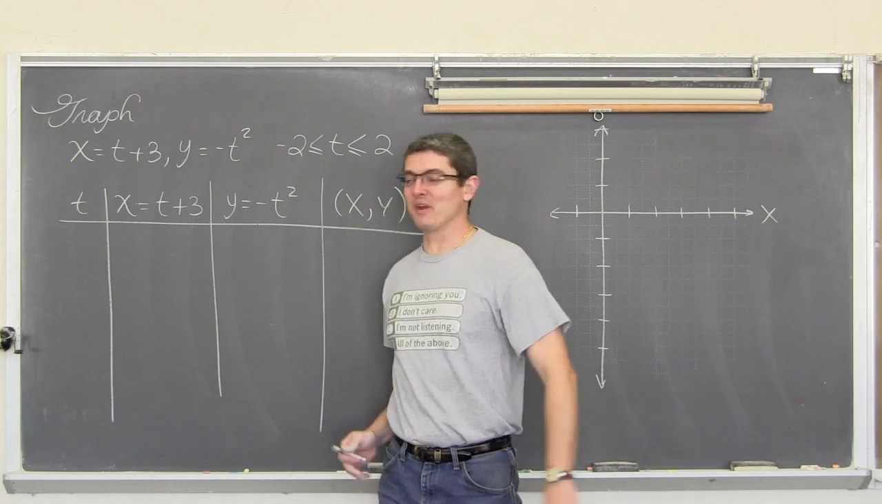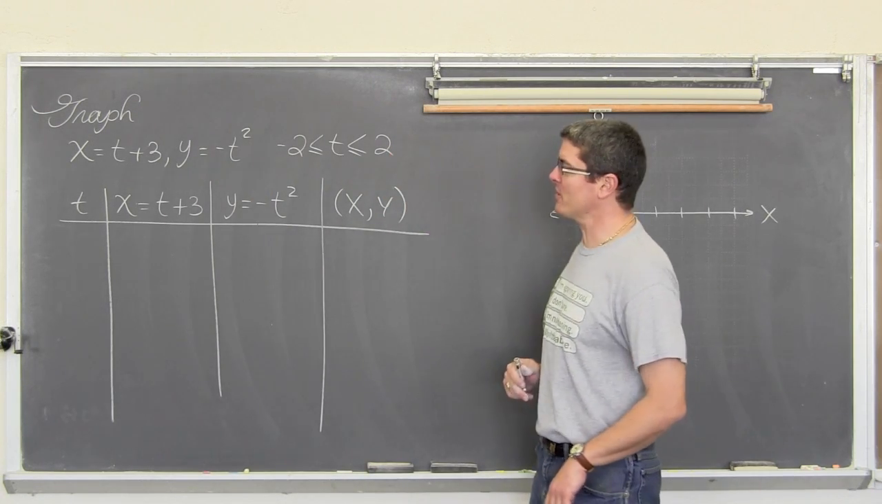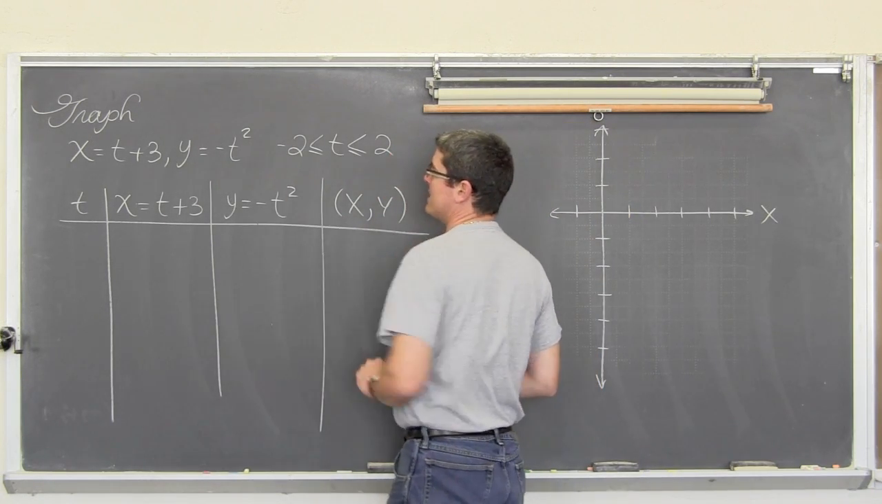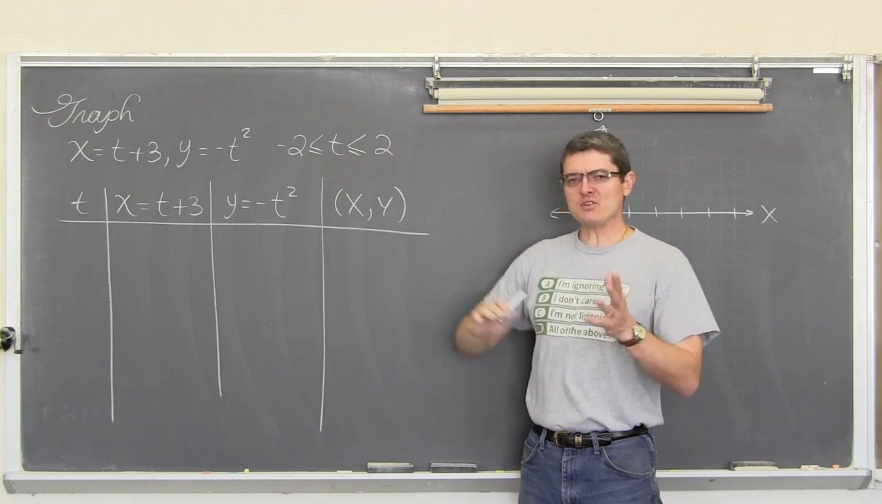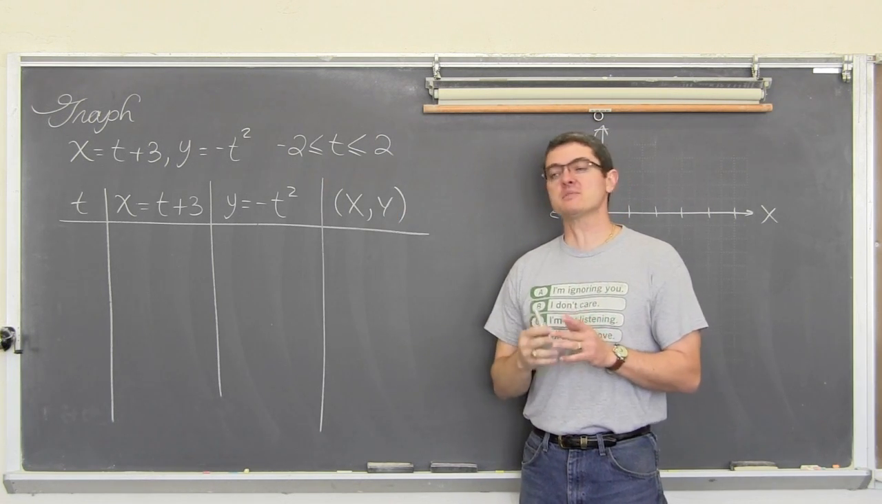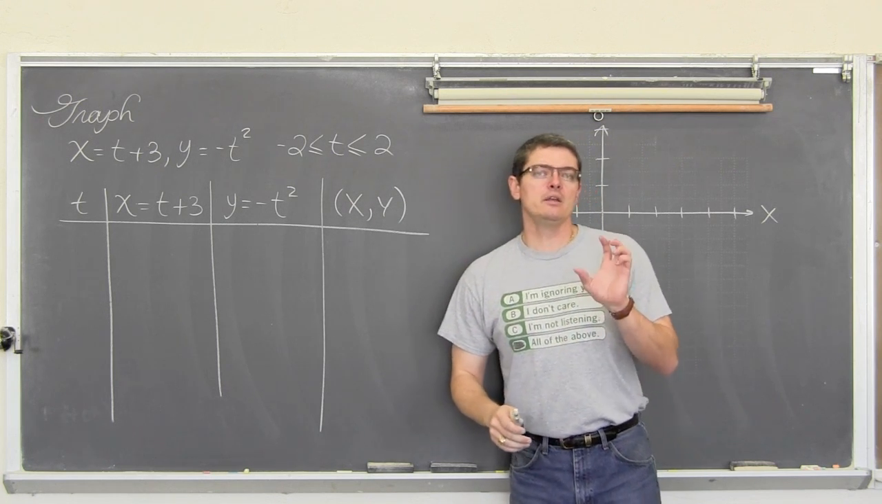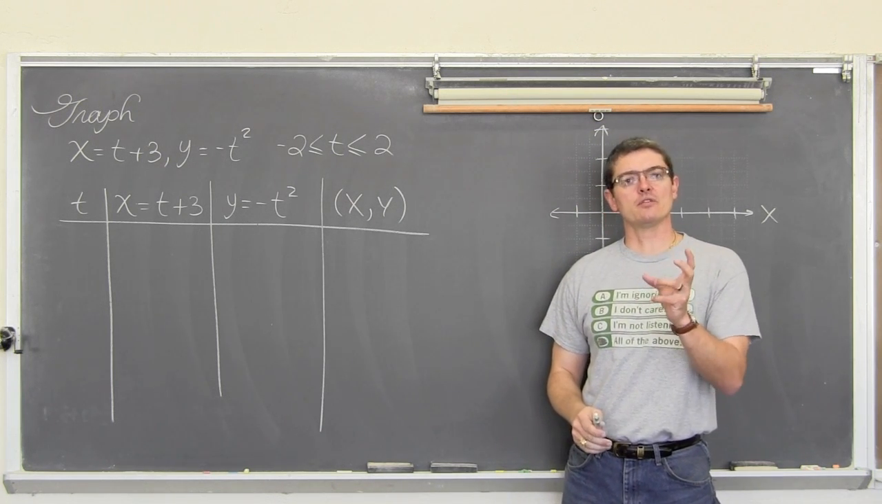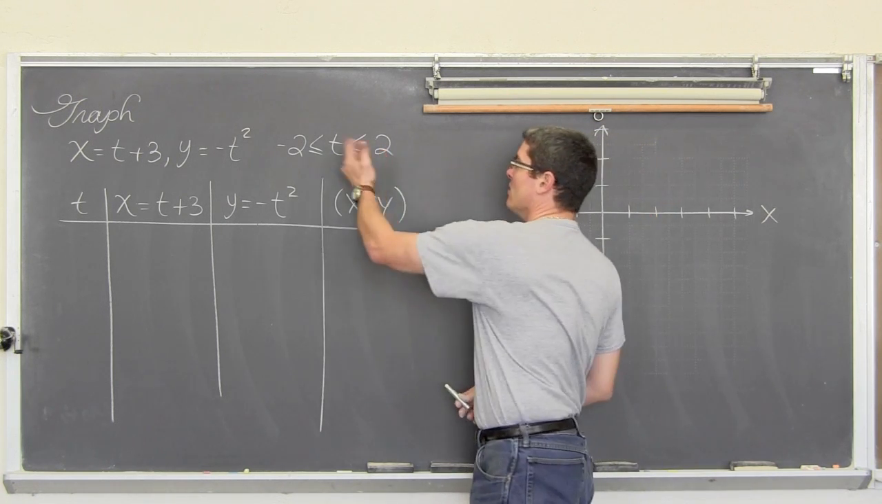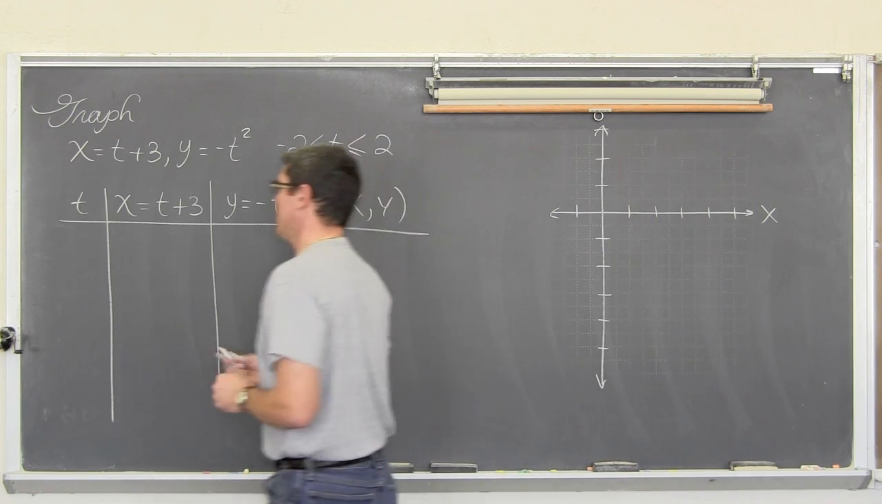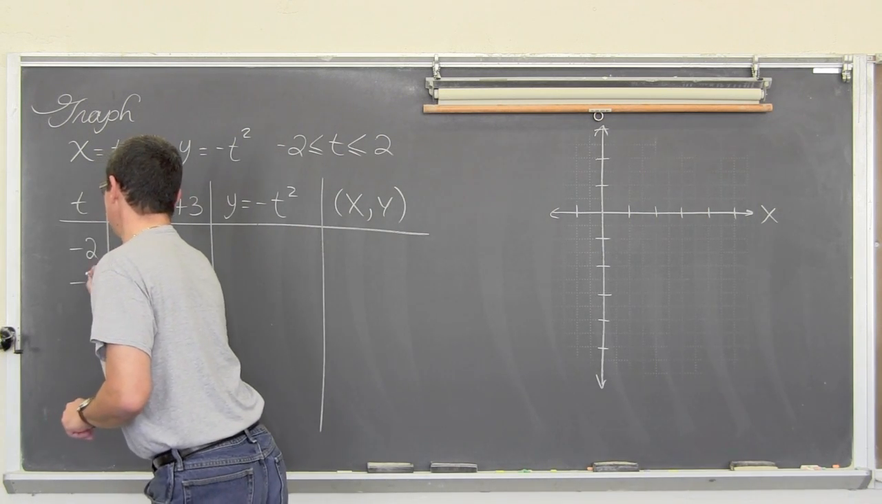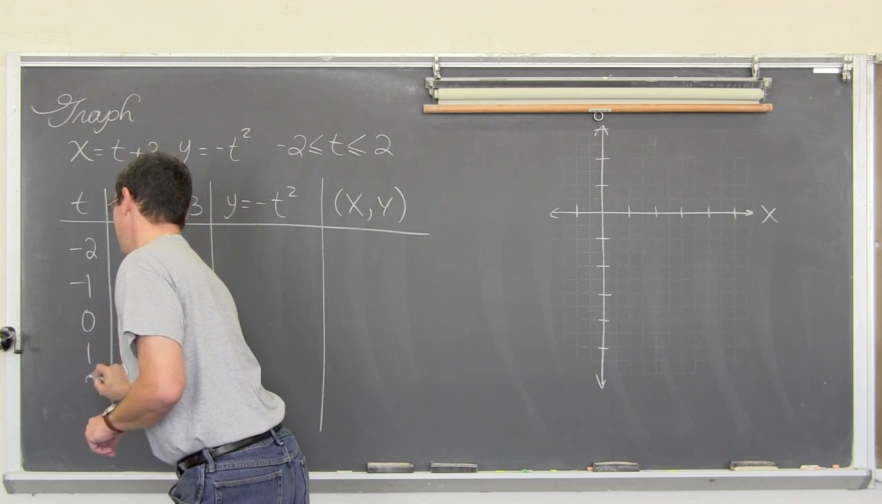So our first example here, we've got x equals t plus 3, y equals negative t squared. We mentioned that those directions said that sometimes the t value can be enclosed within an interval of time. So here, we're only interested in t values between negative 2 and positive 2. So we're going to go negative 2, negative 1, 0, 1, and 2.